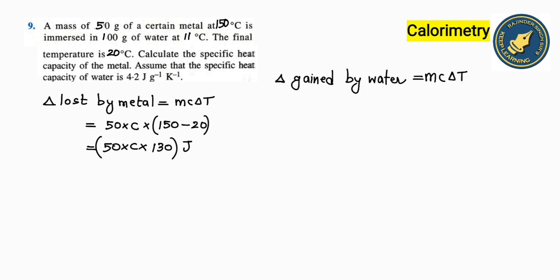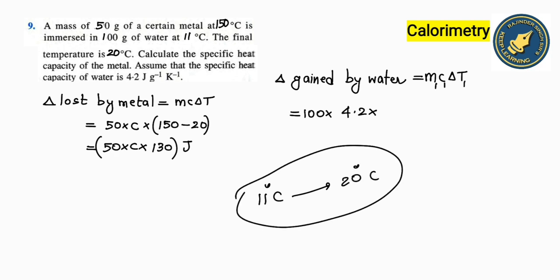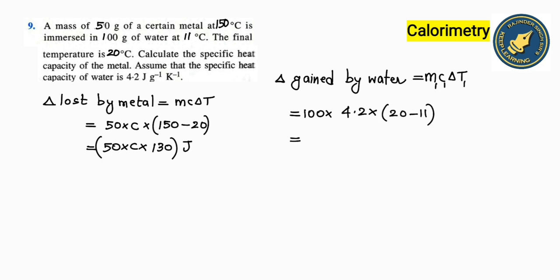Same formula MC delta T, so that you should not get confused, we can write it as M1 C1 delta T1. Substituting the values. What is the delta T? Water, which was at 11 degrees Celsius, its temperature rises to 20 degrees. So heat is gained by water. So 11 degrees to 20 degrees. So what is the delta T? 20 minus 11. So that turns out to be 9.